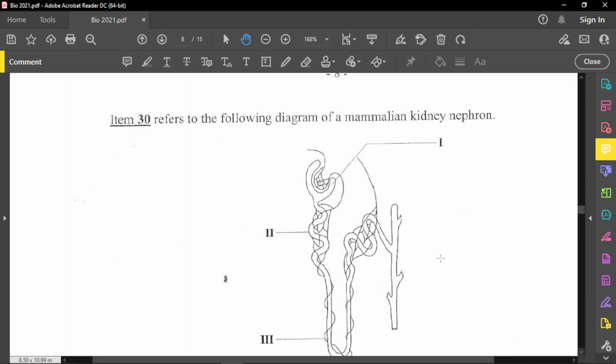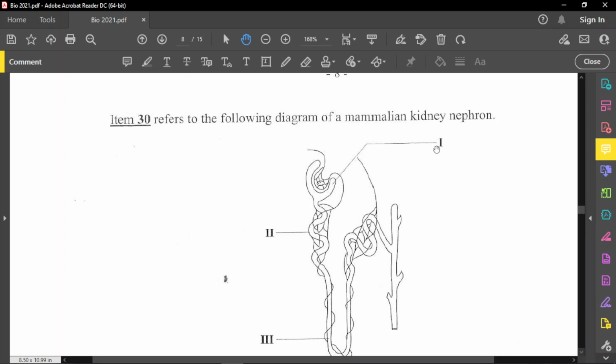A nephron is a functional unit of a kidney. In other words, the nephron is responsible for filtering substances out of the blood within the kidney. As a matter of fact, there are thousands and thousands of nephrons within the kidney. Now, let me just point out a few things here.